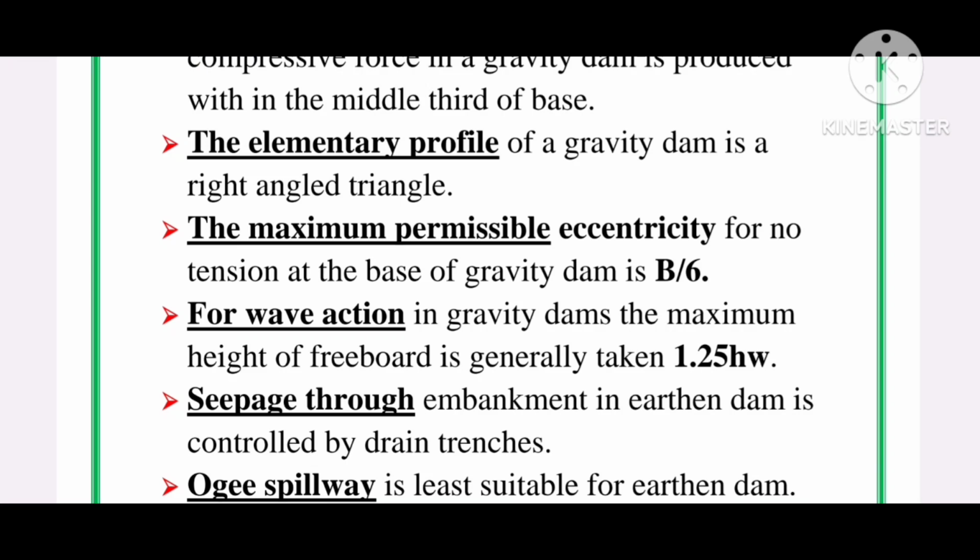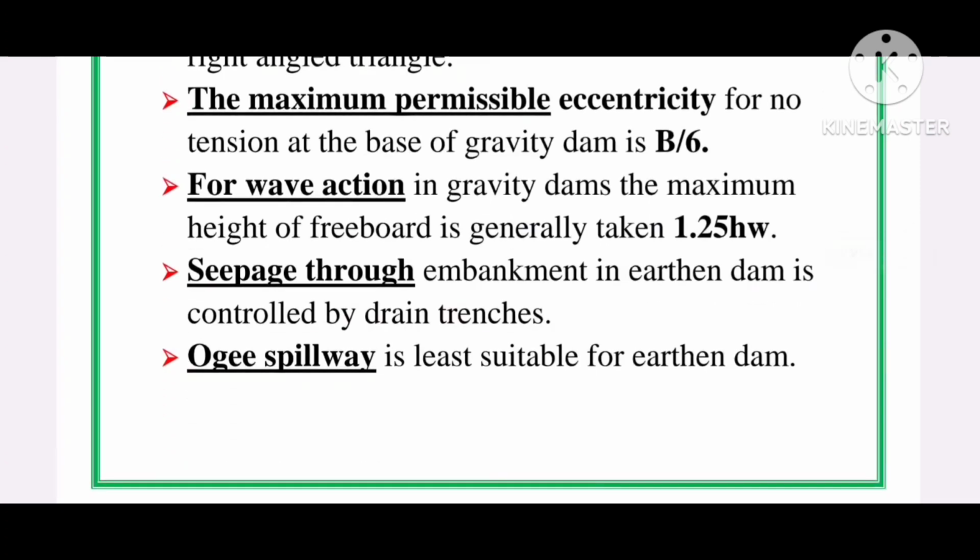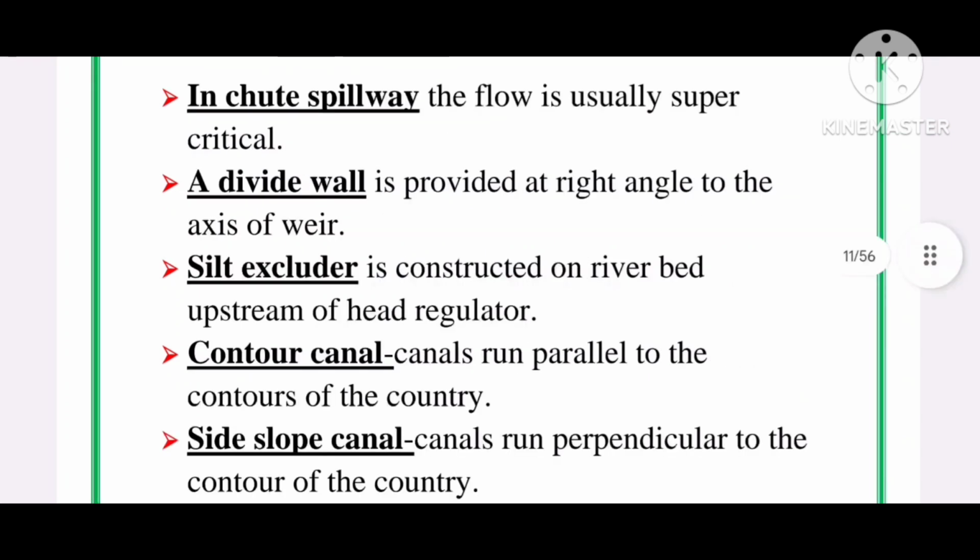Next, seepage through embankment in an earthen dam is controlled by drain trenches. Next, ogee spillway is the least suitable for earthen dam. Next term, in chute spillway, the flow is usually supercritical.